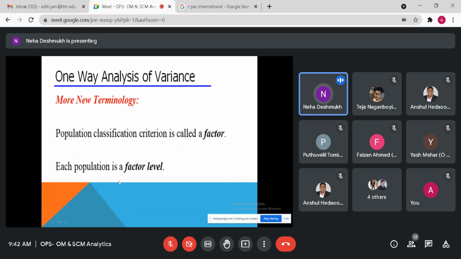Okay. Population classification criteria is called factor, and each population is having the factor level. Factor means what? Population classification criteria. This can be considered as population sampling criteria. One sample is from the top, closer to mean. Second sample is from the right. Third sample is from the left. How many factors are there?